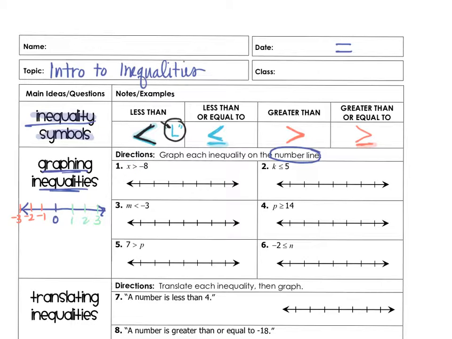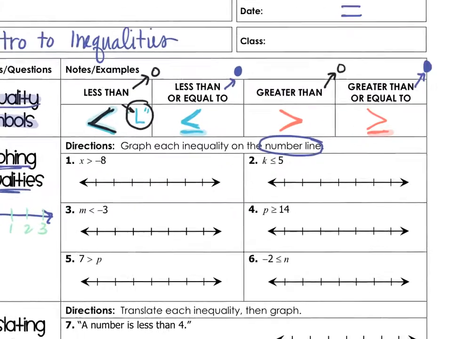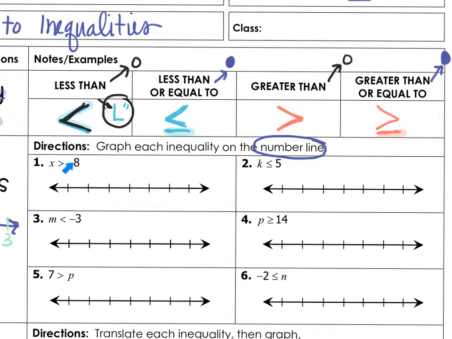So to graph the inequality on a number line, we're going to use open circles for less thans and greater thans, and we're going to use closed circles for less than or equal to and greater than or equal to. Okay, so let me show you what I mean by that. Let's say we want to graph x is greater than -8. I'm going to make sure that -8 is on the number line, and then I'm going to build around it. So these should be getting smaller and these should be getting bigger.